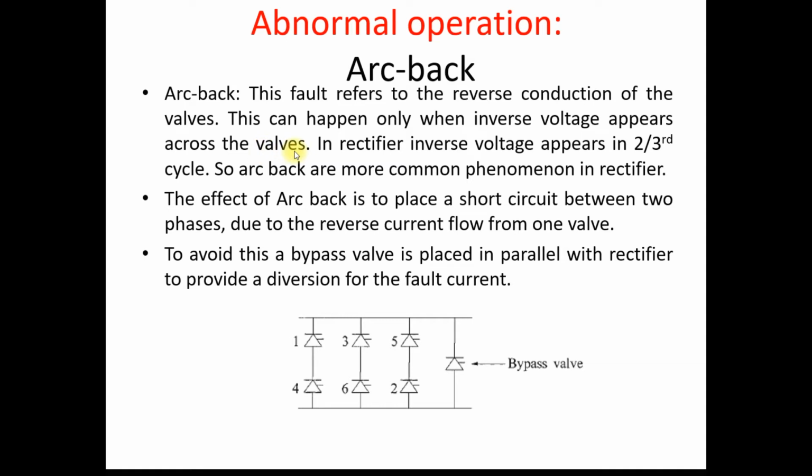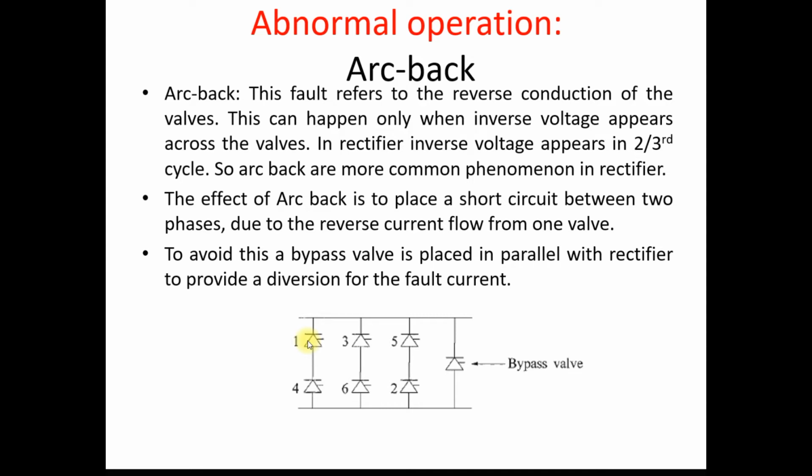As we know, in the rectifier operation, each valve conducts for a 120-degree duration. Clear? So for the rest of the 240 degrees, the valve remains off. Out of 360 degrees, for two-thirds of the cycle, the remaining valves are off. Suppose valve 1 is conducting between 0 and 120 degrees. Then between 120 and 360 degrees, valve 1 remains off. Clear? During this time, the reverse voltage appears across valve 1.